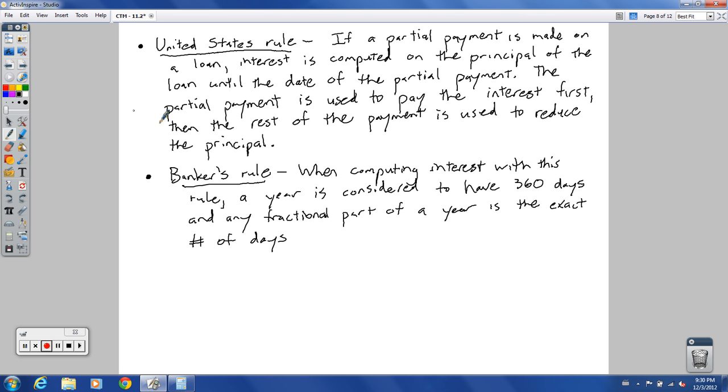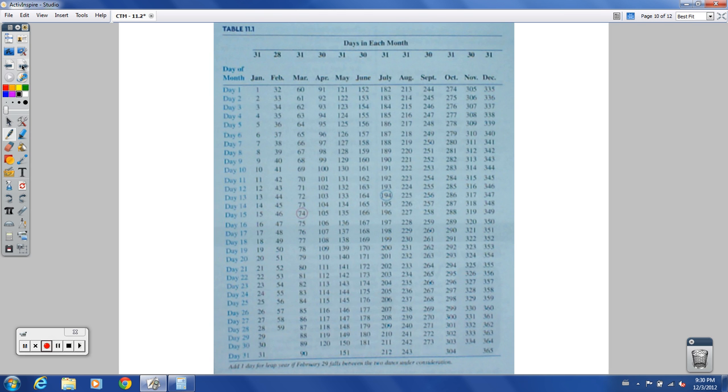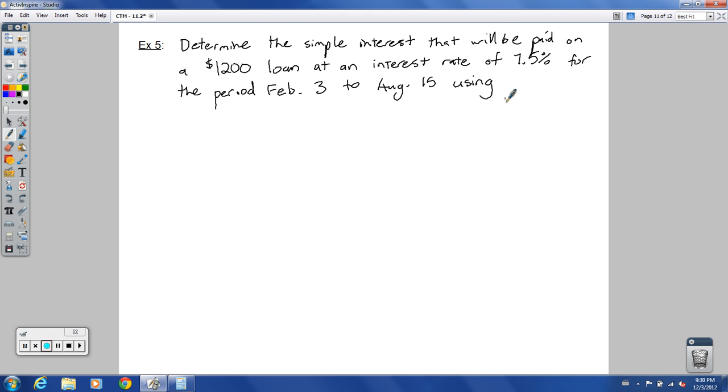So using that idea, using the banker's rule, going back to your 360 days. Any fractional part of a year is an exact number of days from this table. So using the banker's rule. And one more thing, we'll assume it is not a leap year. So we won't be adding an extra day to our table.